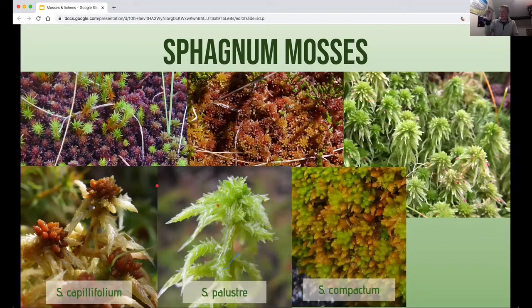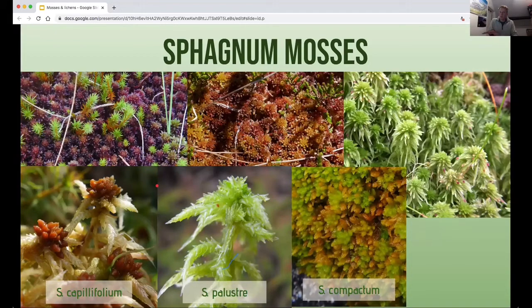So in bogs, we get this peaty environment, and it's because it's acidic, and the sphagnum mosses themselves get their nutrition from rainwater, and they make a chemical exchange and make the environment around them more acidic. So they actually add to the acidity of a bog.